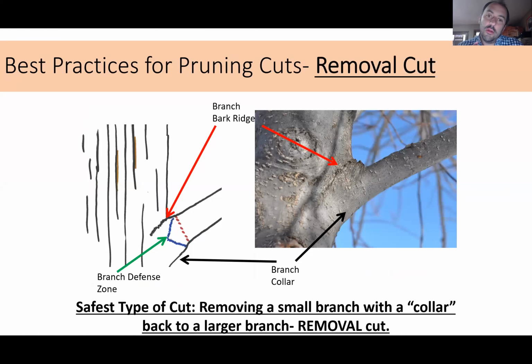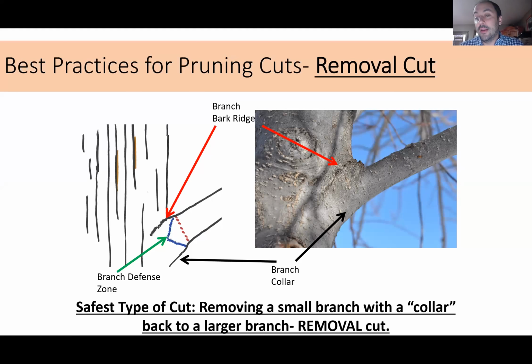There are three general types of pruning cuts. The first one I'm going to talk about is a removal cut. This is by far the safest pruning cut you can do. A removal cut involves removing a small branch and leaving the larger branch at the union of two branches. So we're removing a small branch, leaving the larger branch. Remove the small branch. That's how I remember it.